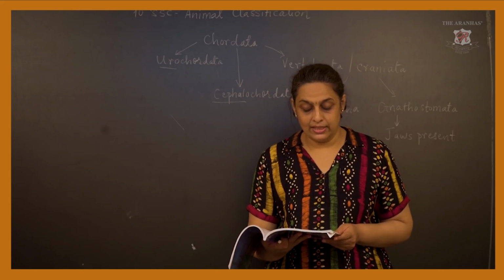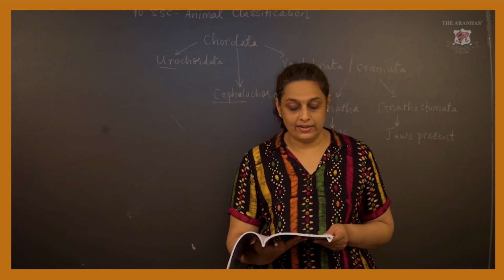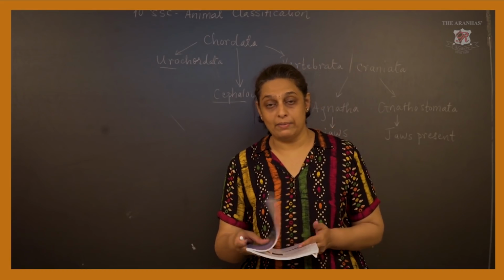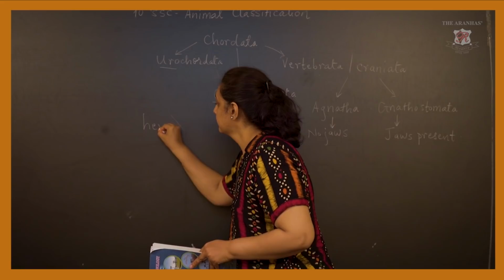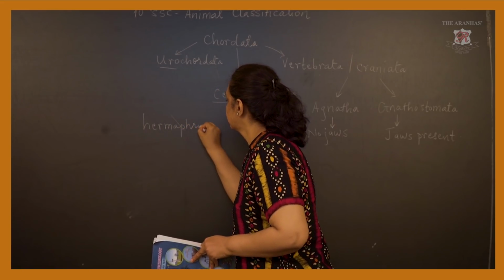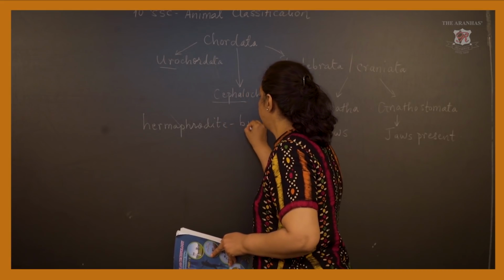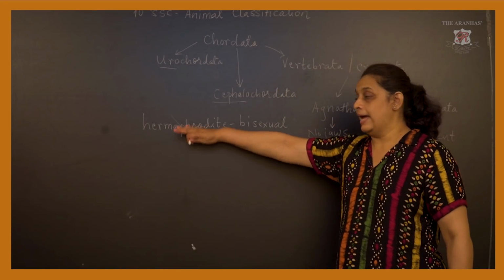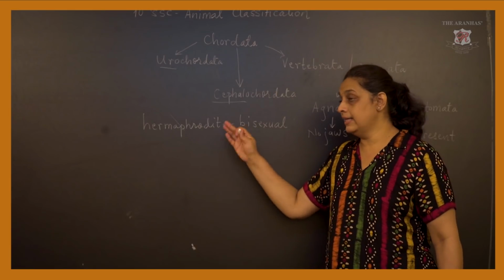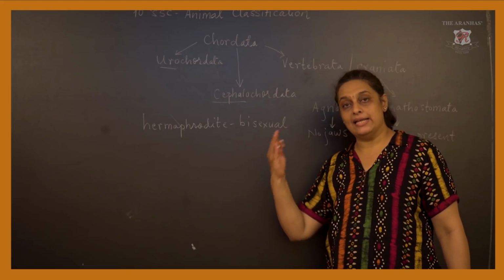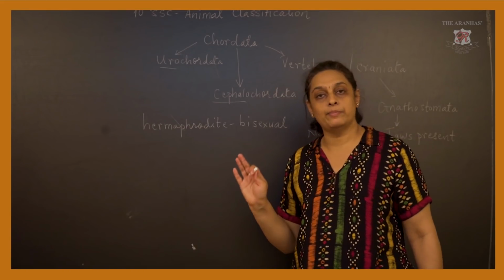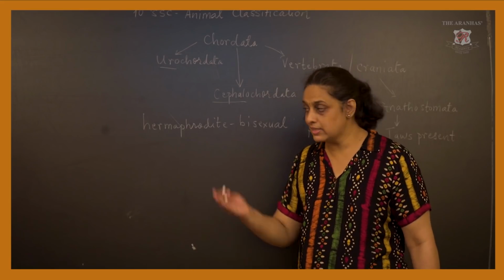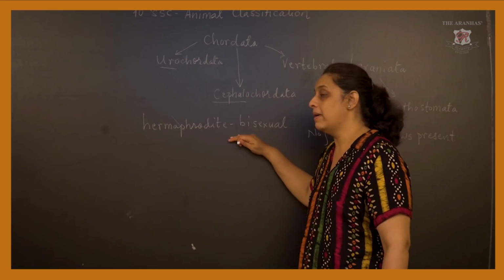These animals have a notochord in the tail region of the body, and these animals are hermaphrodite. Now, hermaphrodite means bisexual, meaning the animal body is one, and inside that body, male as well as female reproductive parts are present. So one animal having male and female reproductive organs is hermaphrodite or bisexual.